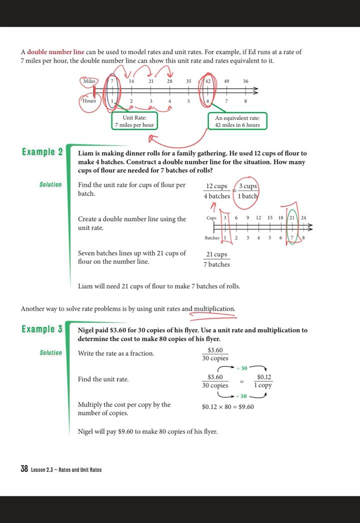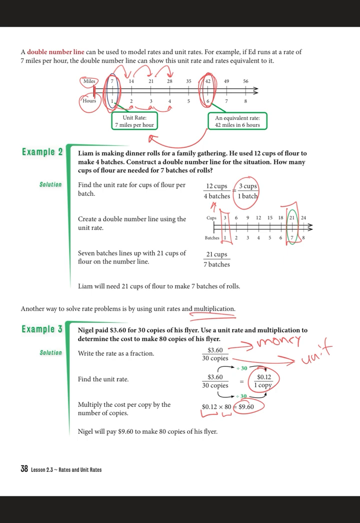So for the solution, it says write the rate as a fraction. Usually, money is going to go on the top, and then whatever the other unit is, it's going to go in the denominator. So what they're doing here is they're converting to a unit rate by dividing both the numerator and the denominator by 30, which gives me a unit rate of 12 cents for 1 copy. And then what you do is you take the unit rate, which is 12 cents per copy, and you multiply the cost per copy by the number of copies that you need. So you take 12 cents, multiply it by 80, and that'll give you how much it's going to cost to make 80 copies at 12 cents per copy.